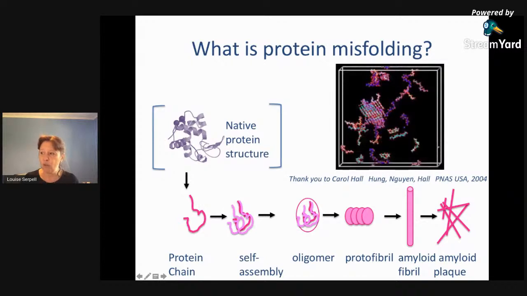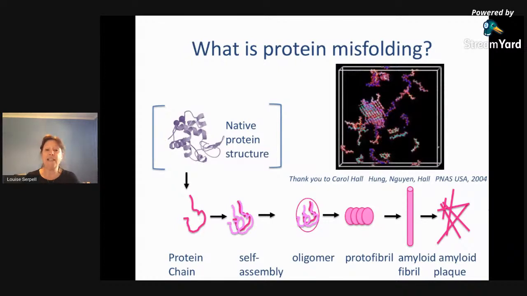This was done by Carol Hall some years ago. What this little movie showed was that if you take some individual peptides and put them into a box, so this is a computer simulation, and you just allow them to move around, what you find at the end, and you can see that here, is that they start to bundle together, organize themselves, or self-assemble to form these very ordered structures. And the main thing that we need to remember about amyloid is that it's a very ordered structure.